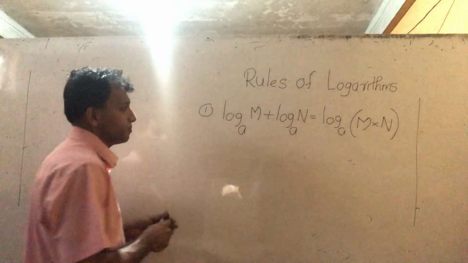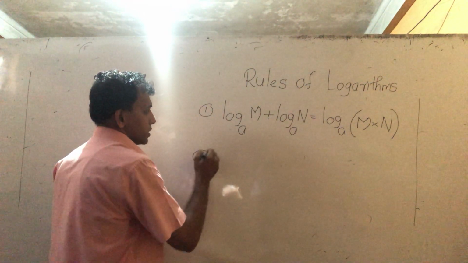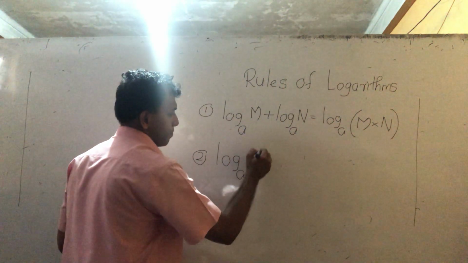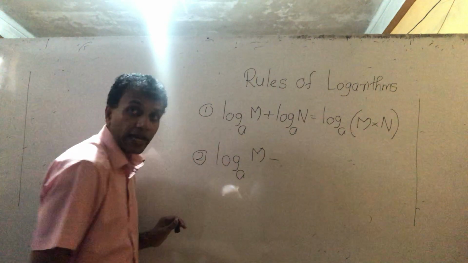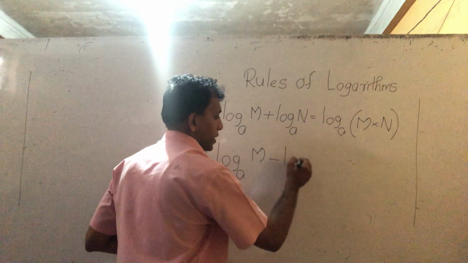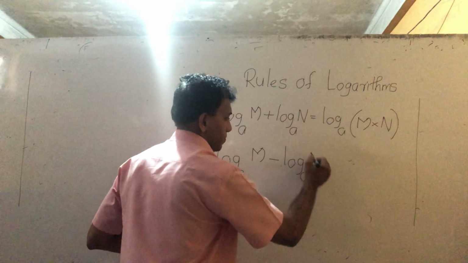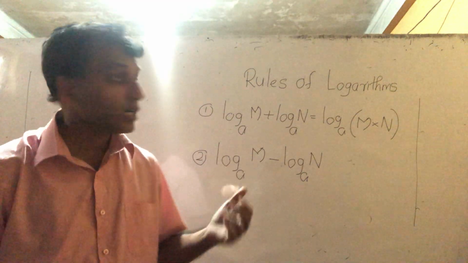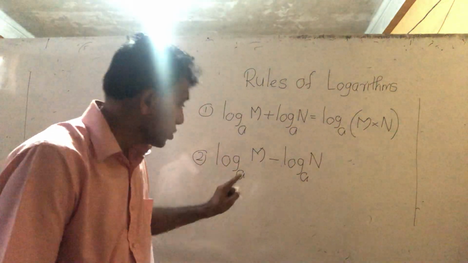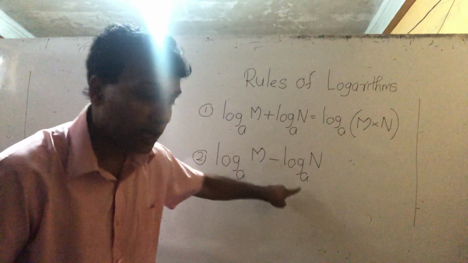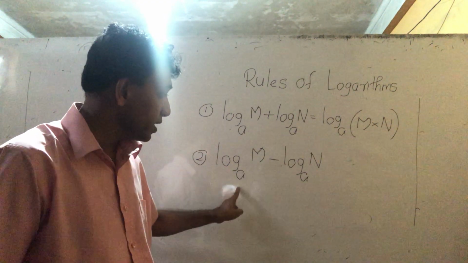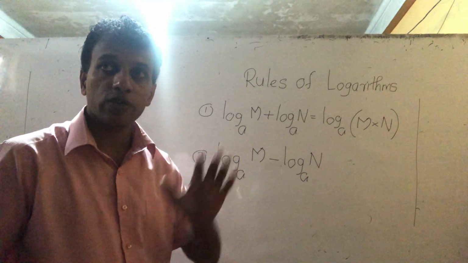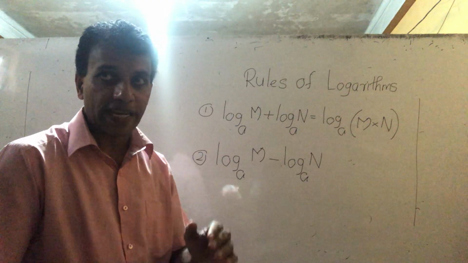So copy this. Second law: logarithm base a, m, minus logarithm base a, n. Rule number one is about addition; here it is minus, subtract. So here also the bases are same. If it's 5, here also 5. If it's 10, here also 10. If it's 7 here and 2 there, I don't know how to use it. So only when the bases are equal is the rule valid, right?